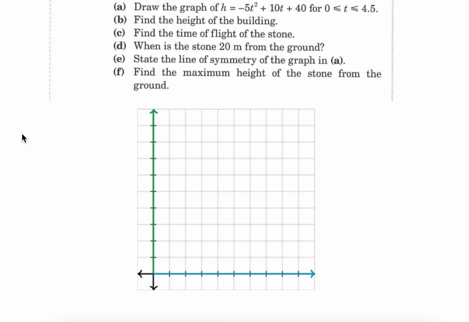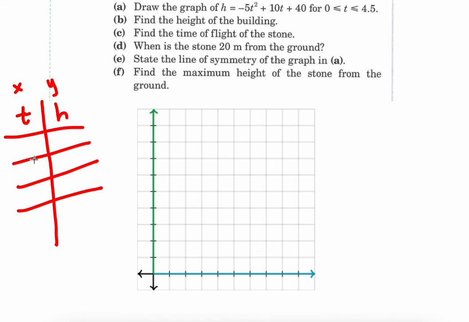Okay, first off, I'm going to need to draw a table. Instead of x and y, I have t and h. I know that t is basically like x and h is basically like y, because usually it's y equals something times x squared, right? So it's just substituting other variables instead. I'm going to figure out my values for 0, 1, 2, 3, and 4, okay? Because they want values between 0 and 4.5.